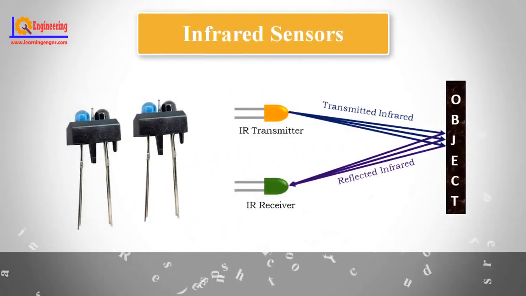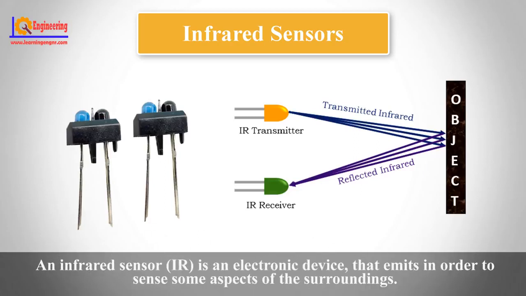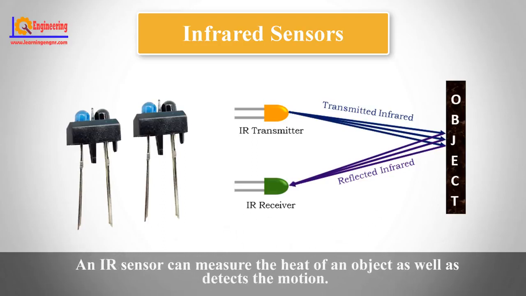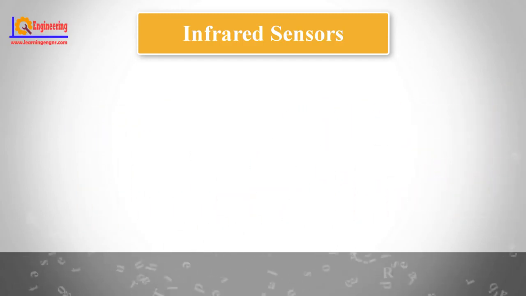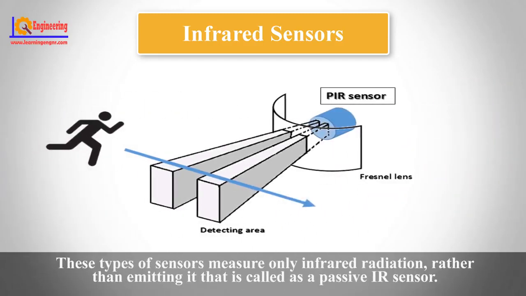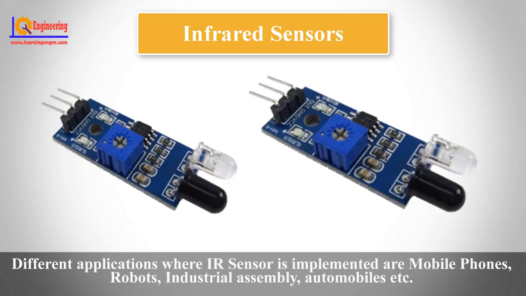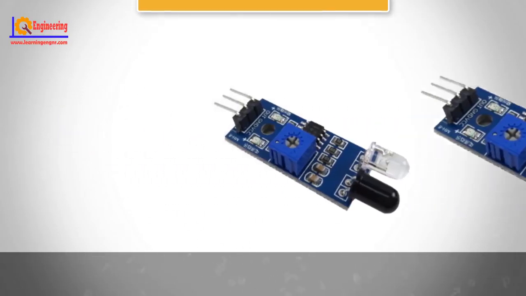IR sensor. An infrared sensor, IR, is an electronic device that emits infrared radiation in order to sense some aspects of the surroundings. An IR sensor can measure the heat of an object as well as detect motion. Sensors that measure only infrared radiation, rather than emitting it, are called passive IR sensors. Different applications where IR sensors are implemented are mobile phones, robots, industrial assembly, automobiles, etc.